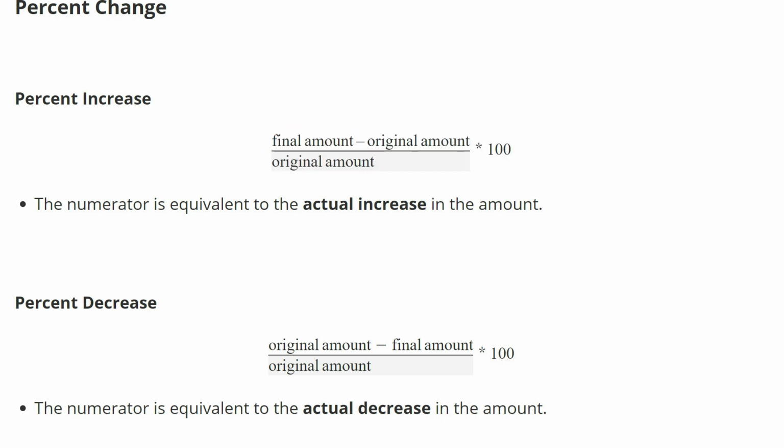I strongly advocate for this formula. It's called final amount, or I just call it new sometimes. New minus original, divided by original, times 100, times the whole answer by 100. That will give you both the percent increase as a positive and the percent decrease as a negative. That's a nice way to end because that is a great formula for you to actually know.